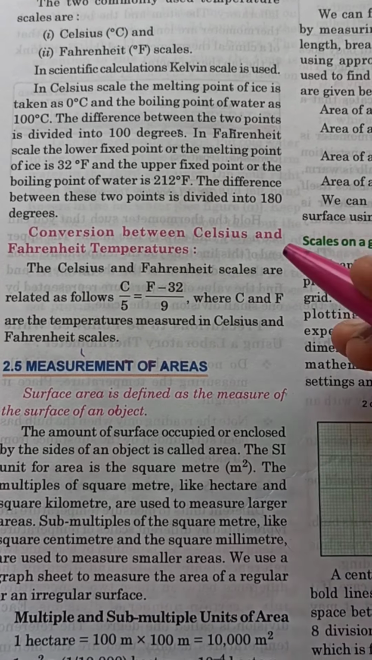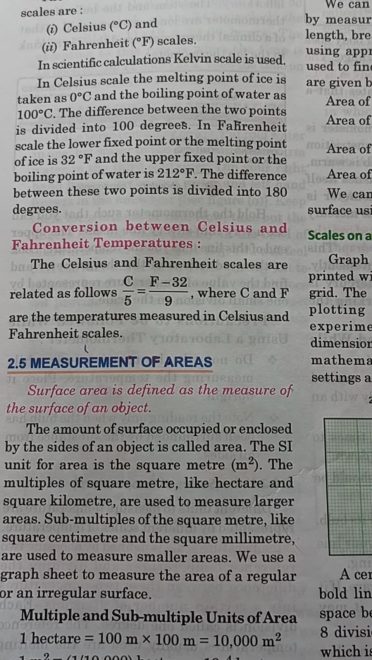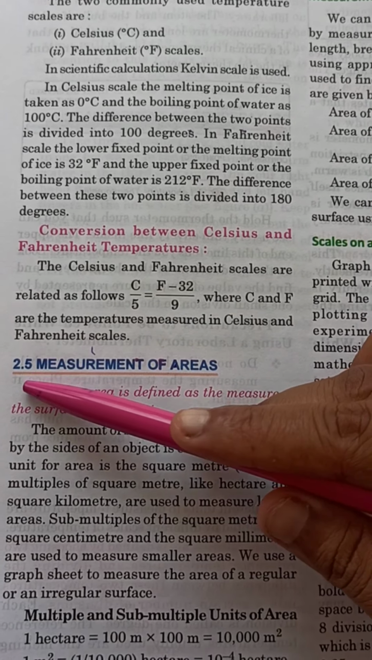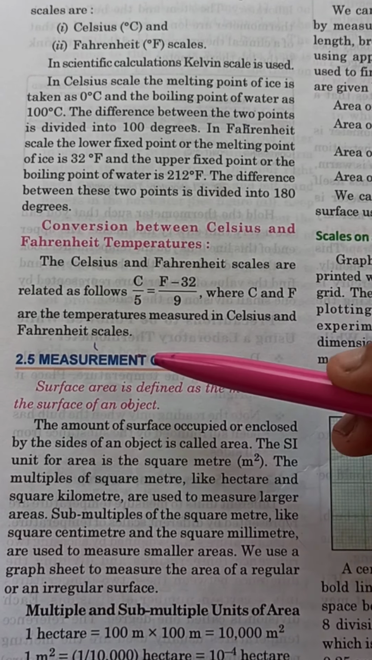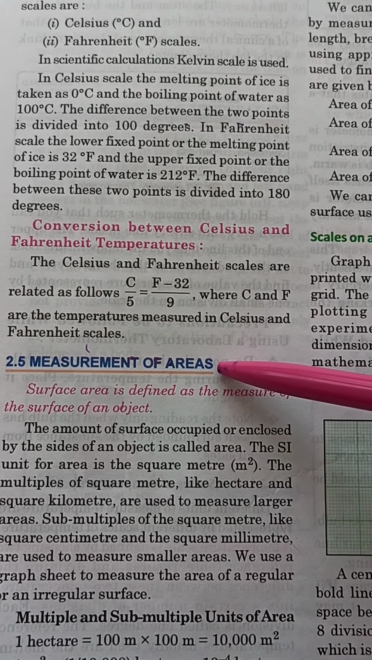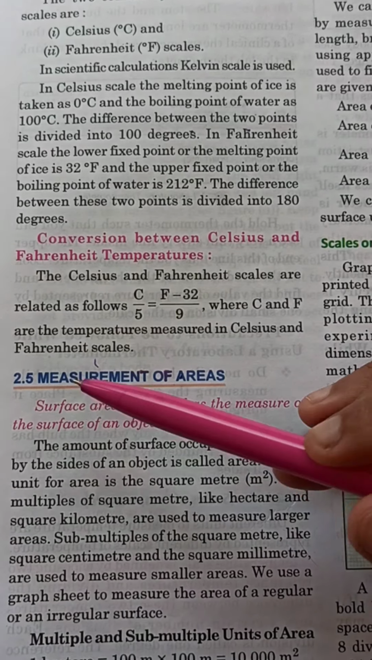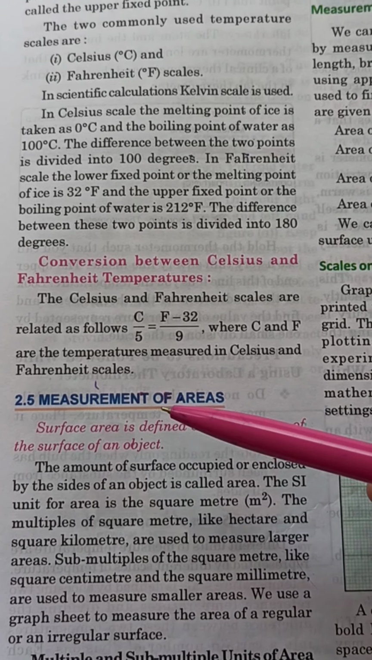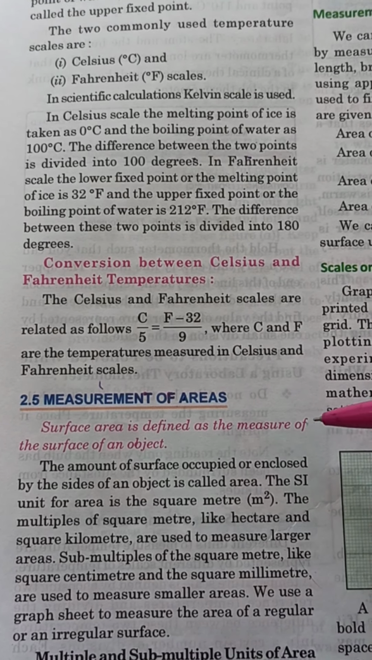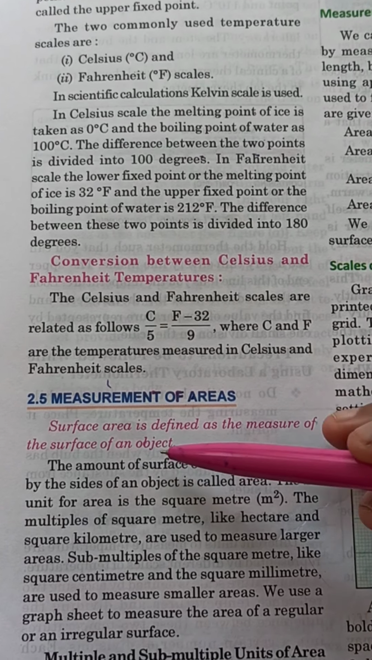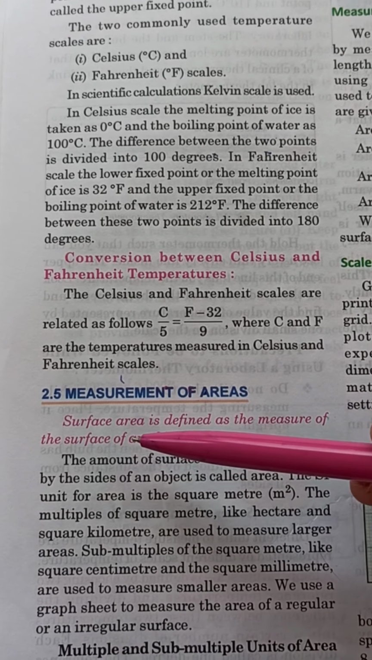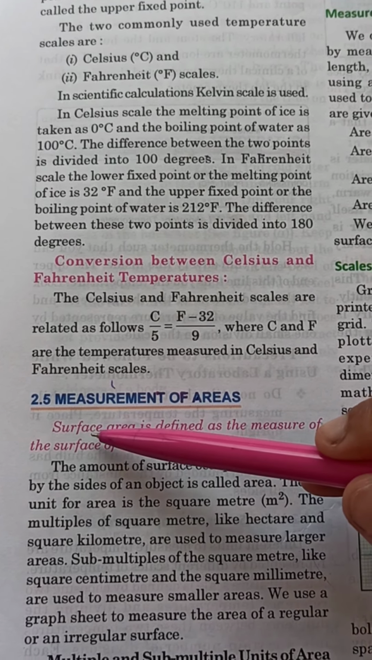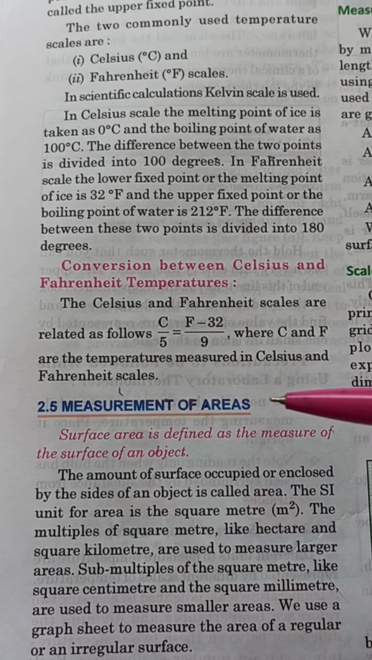Now today, continuing with our chapter number 2, we will begin with point number 2.5, that is measurement of areas. Now let us see what is surface area. It is defined as the measure of the surface of an object. It means the measurement of the surface of any object is called the surface area of that object.